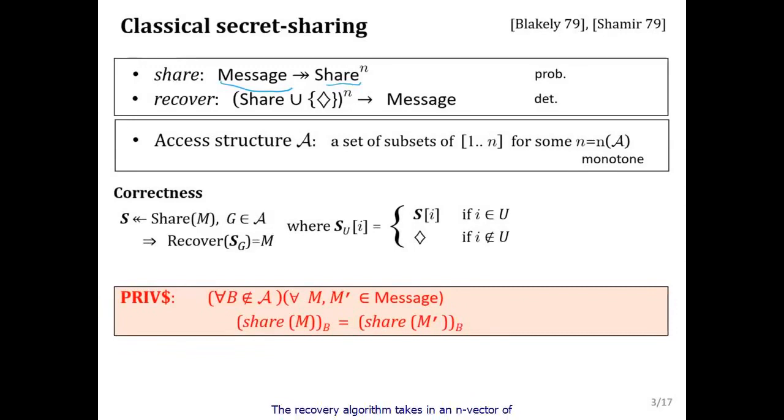The recovery algorithm takes in an n vector of shares, or alternatively, a share can be marked as missing, which is what this symbol represents. From this n vector, it outputs a message.